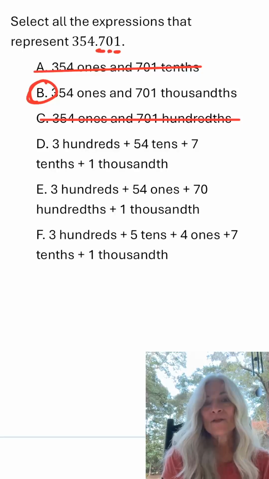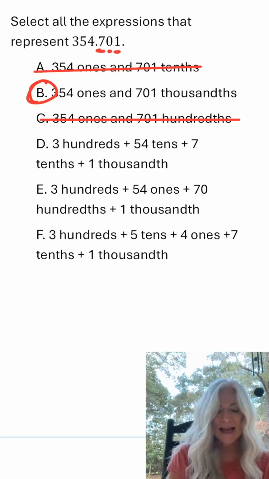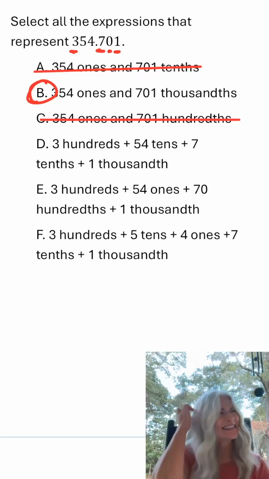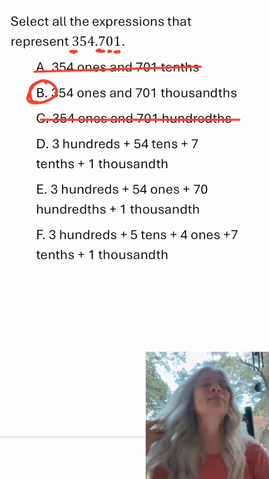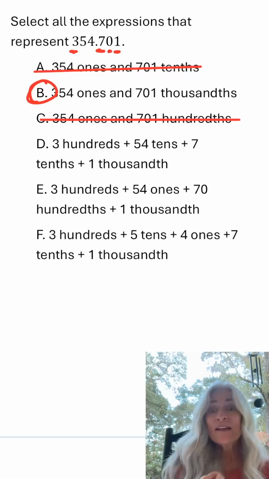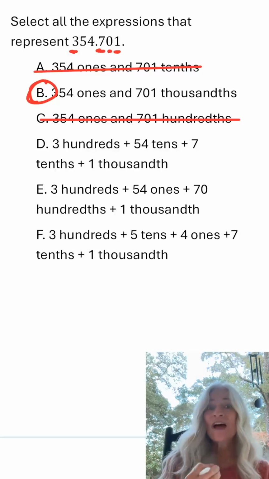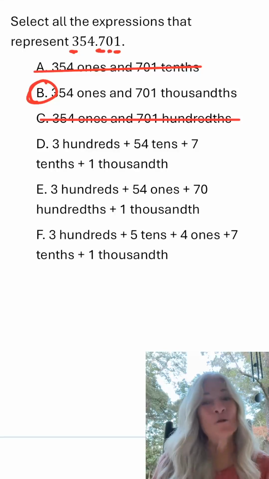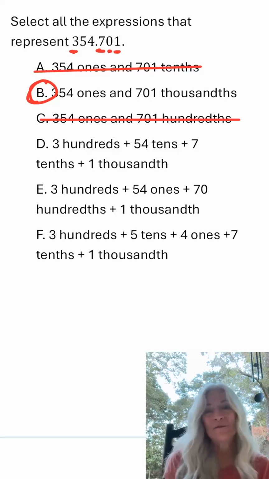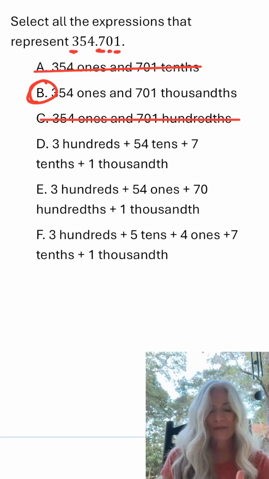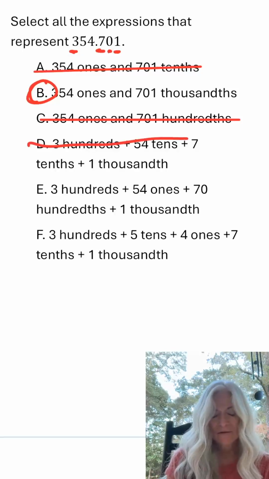Look at D, 300 tens. We have that. We've got 300 tens. 54 tens. Oh, okay. We may be tempted to check this one and say, yes, 54 tens. 54 tens is 540. We have 54 ones, not 54 tens. So we are not going to check this one. So we're going to mark those out.